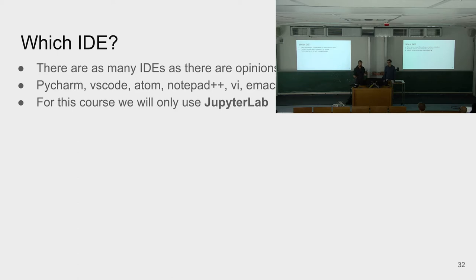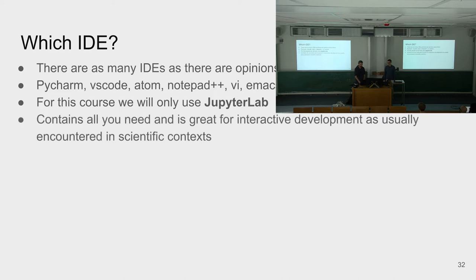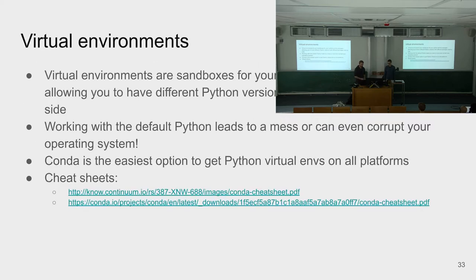If you use JupyterLab, you simply make a server where your kernel runs, your Python kernel, which is where you execute your Python, and then your browser simply connects to that server. Inside your browser you have all your nicely formatted code already, and you can have every kind of code completion and inspection. You can add everything to JupyterLab, and this is what we're going to use here. It contains all you need and is great for interactive development, as we will do here. Yeah, don't code in notepads or something.